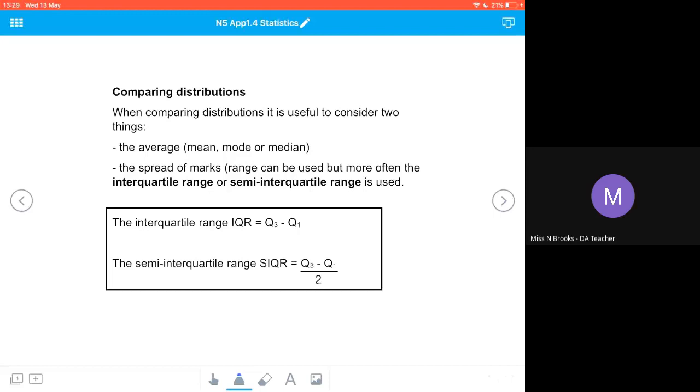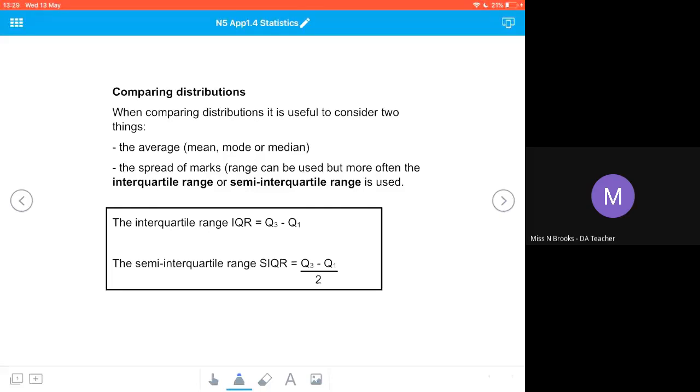And remember, you can always have more than one mode if you have more than one type of number, but there's no mode if you have the same number of every single number in your distribution. The median, which is the middle number, which we're using in order to work out our 5-figure summary. And then we've got the spread of the marks.